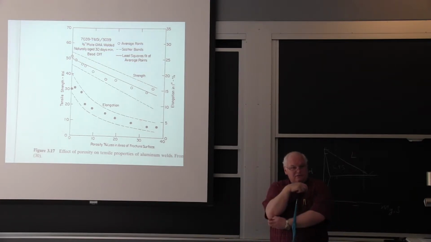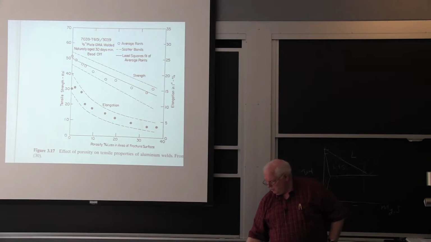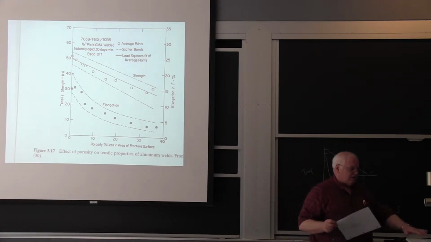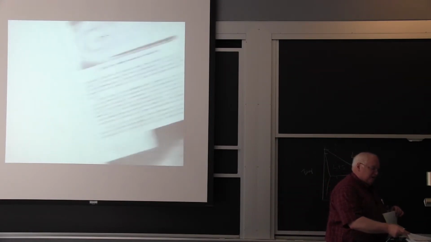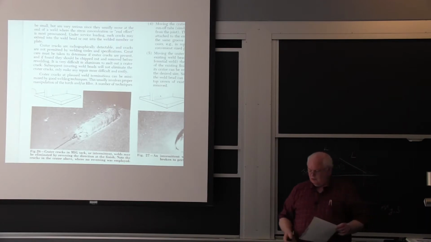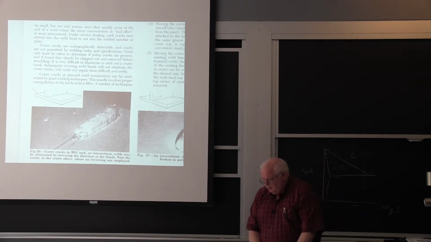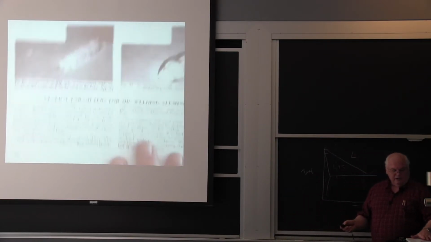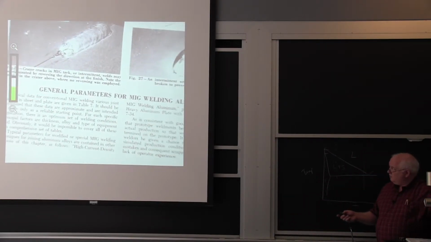Okay? The natural variation you're going to get in the material. So it's not that big a deal, but people get all worked up when they see porosity. Oh, it's a defect. Well, it's an imperfection, but it really is not going to limit the life of your structure. One of the problems with aluminum, another problem in welding of aluminum, is crater cracking.